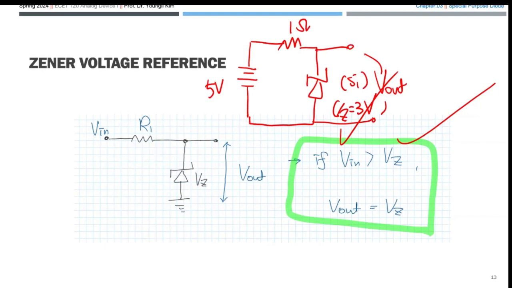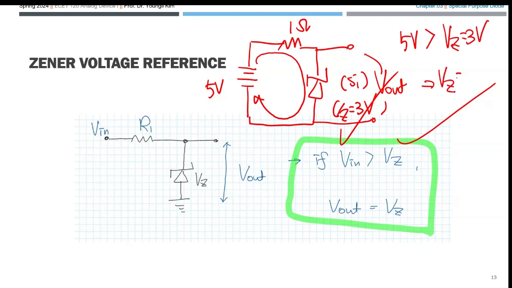Now that was the current from the plus to the minus, like this one. What is the V sub out? In here, 5 voltage is greater than V sub Z, 3 voltage. It was working just like V sub Z is equal to 3 voltage. That is the V sub out. Okay, it's very important. Very important.